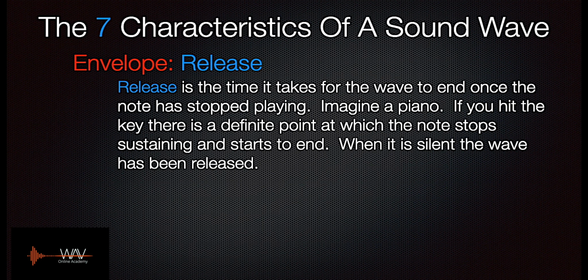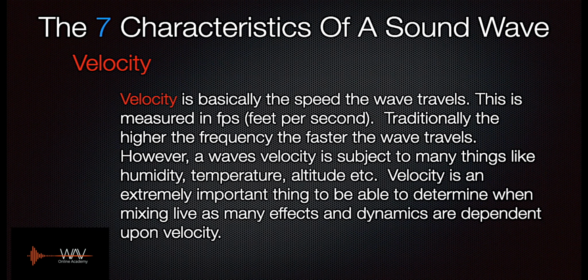So let's move on to what comes after envelope, which is called velocity. Velocity is basically the speed the wave travels. Yes, the cycles are the same, but it moves through the air at different speeds. This is measured in feet per second. Traditionally, the higher the frequency, the faster the wave travels. However, a wave's velocity is subject to many things like humidity, temperature, and altitude.